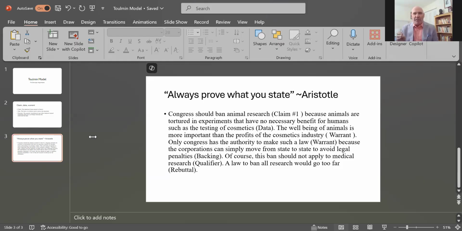A law to ban all research would go too far. And that's the rebuttal that somebody would be arguing. We shouldn't ban all this research because we need it, at least as far as in medical research, okay? So again, with this particular model and this way of structuring your argument, you wouldn't necessarily have to put the claim, data, and warrant in your paper, in your essay, but it might help you to do that.